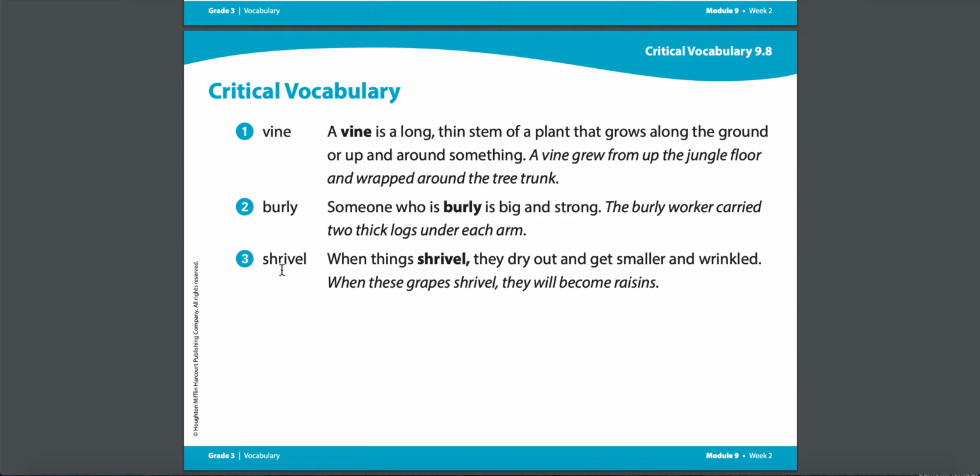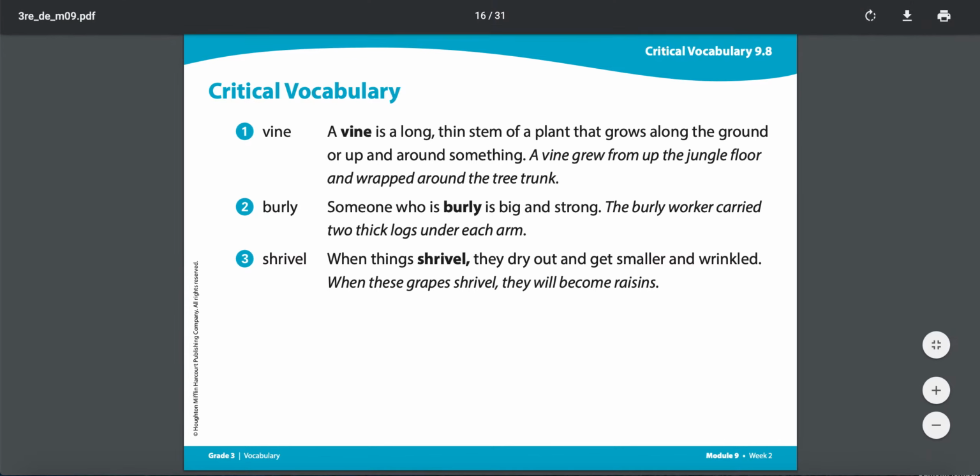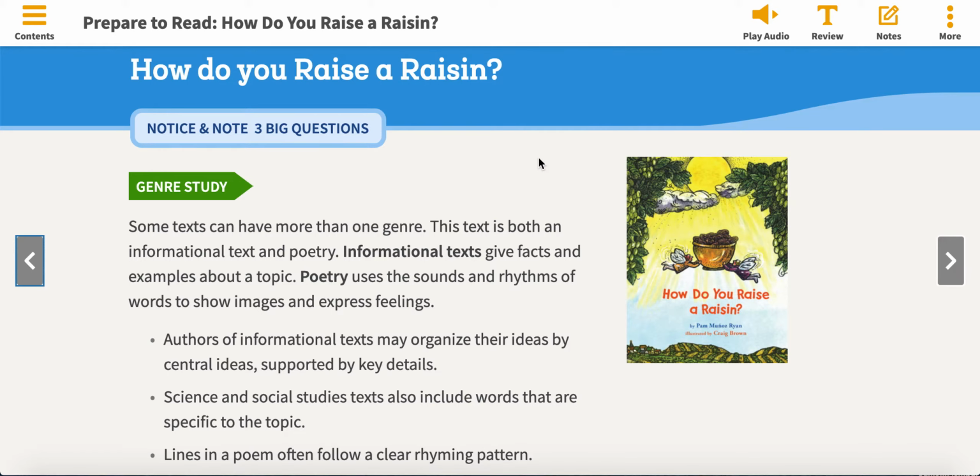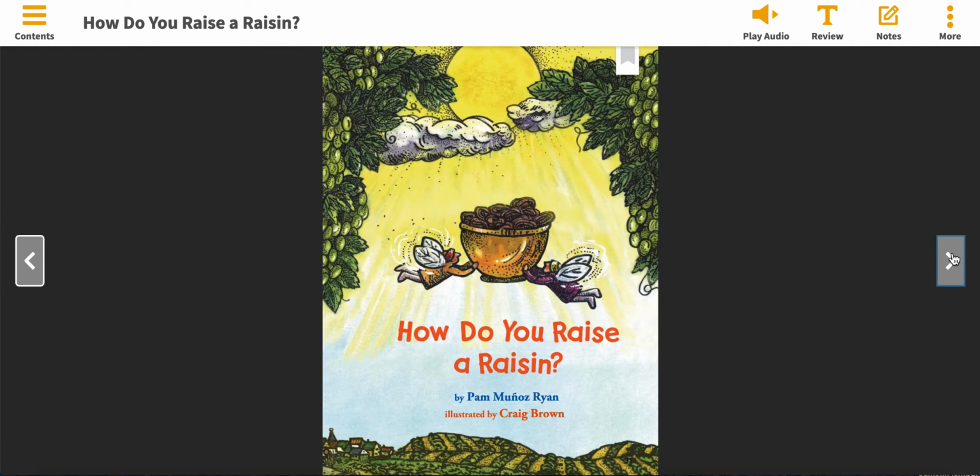And the last word, shrivel. When things shrivel, they dry out and get smaller and wrinkled. When these grapes shrivel, they will become raisins. Okay, so when something shrivels up, like a flower shrivels up, it probably dried out, didn't get enough water, and it died, so it got smaller and all wrinkly and crunchy. Okay, so you'll look for those 3 words in your story.